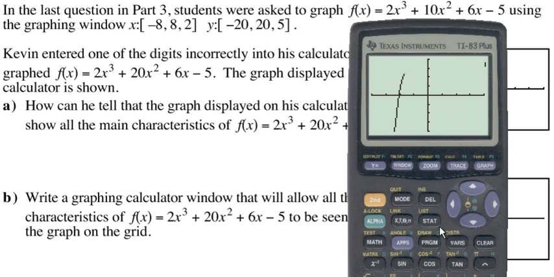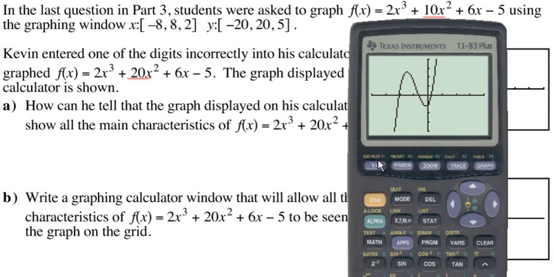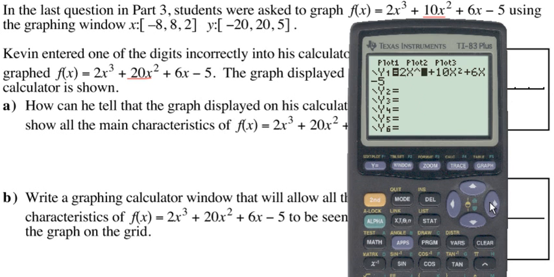So initially we were looking at this. That's a nice typical cubic that has 2 direction changes and 3 x-intercepts. All good so far. So now Kevin is doing this and enters one of the digits incorrectly and graphs 20x squared instead of 10x squared. Everything else is correct. And so they show us what happens, but we'll just follow along and do this.